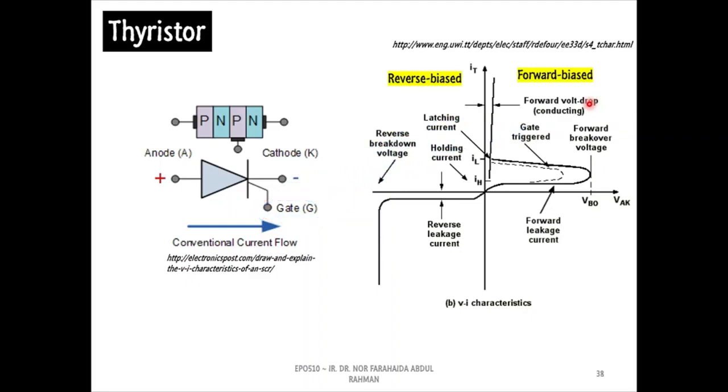The type of the gate signal is a current signal. According to the VI characteristic curve, by applying the gate signal, a thyristor can conduct large current with a small voltage drop. Nevertheless, when the current flows to the cathode terminal, the thyristor works under reverse bias and as a result, it will block high voltage with small leakage current.